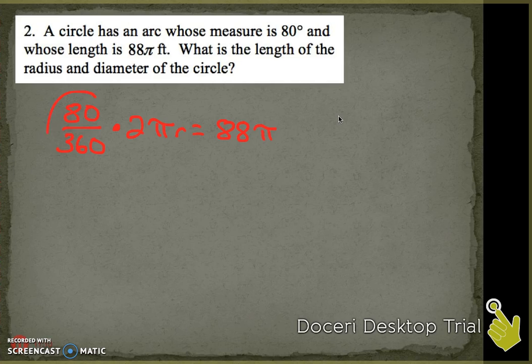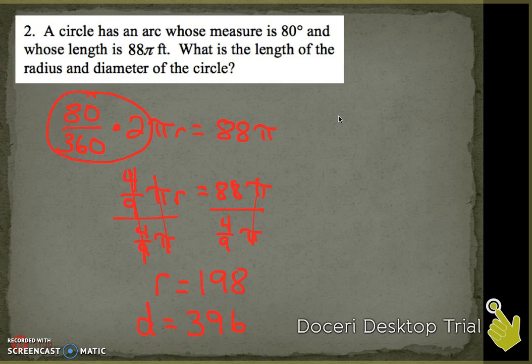So if we multiply this first part together here, we'll end up with 4 over 9 pi r equals 88 pi. And then you can divide by 4 over 9 pi, or multiply by 9 over 4, and then divide by pi. Since we're using calculators, I think this is just as easy, but it's up to you what you want to do. Your pi's will cancel on both sides, your 4/9 cancel out, and you'll have r equals 198. And since we're looking for the diameter, we're going to double that and end up with 396.